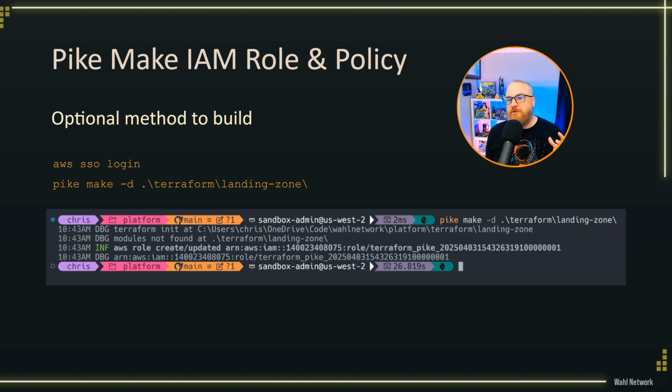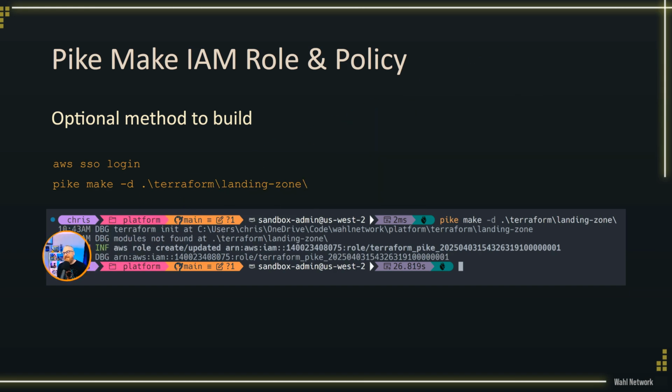Make sure to do an AWS SSO login into the AWS organization first, because that's how we're going to actually create the role. We're piggybacking off of the session that you have live, and then tell Pike to use the make command as well as the -d parameter pointing to where the Terraform module lives. As you can see here, there's the ARN for the role, because in the background, Pike is running its own little Terraform session using your credentials and then running an execute to create those resources on your behalf.